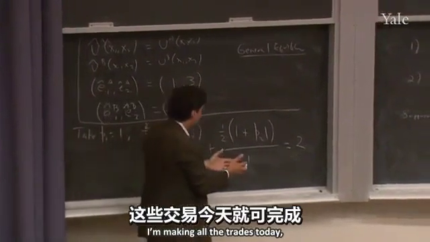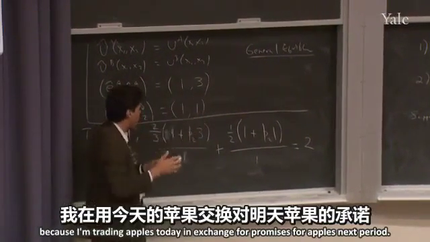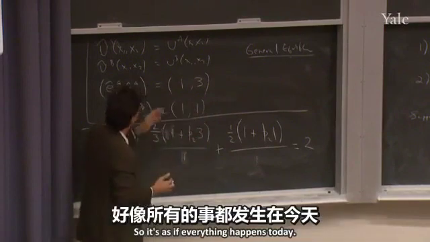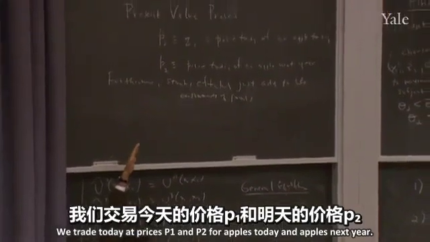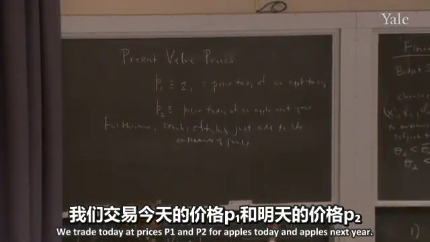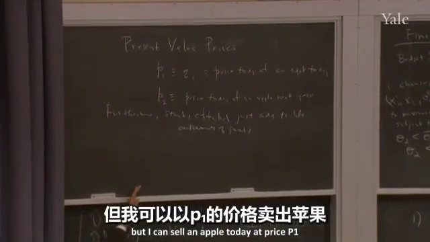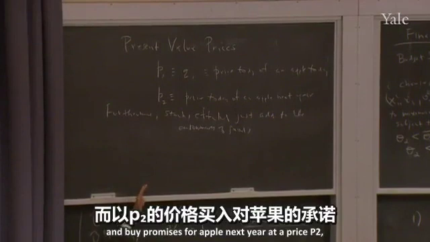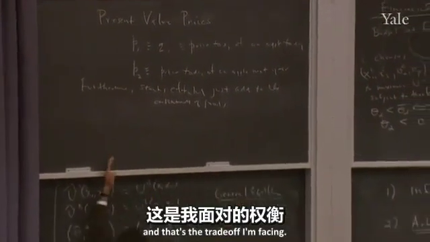I'm making all the trades today, because I'm trading apples today in exchange for promises for apples next period. So it's as if everything happens today. It's as if they're present value prices today. We trade today at prices P1 and P2 for apples today and apples next year. Of course, the apples won't appear till next year, but I can sell an apple today at price P1 and buy promises for apple next year at a price P2. And that's the trade-off I'm facing.